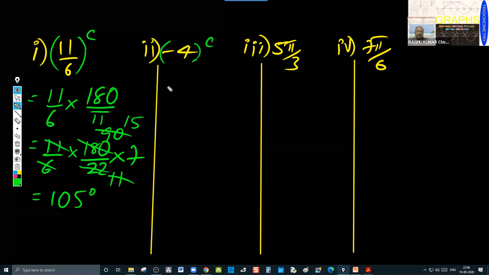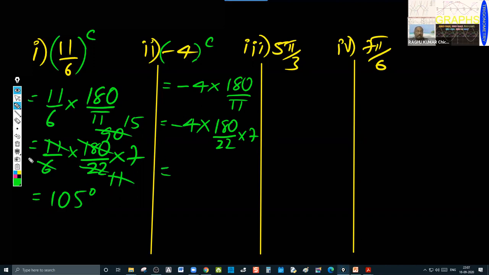minus 4 radians is equal to minus 4 into 1 radian, you know, it is 180 by pi, is equal to minus 4 into 180 divided by 22 by 7, that 7 goes up. And you can cancel it. You can cancel it 2 times. This is 11 times.